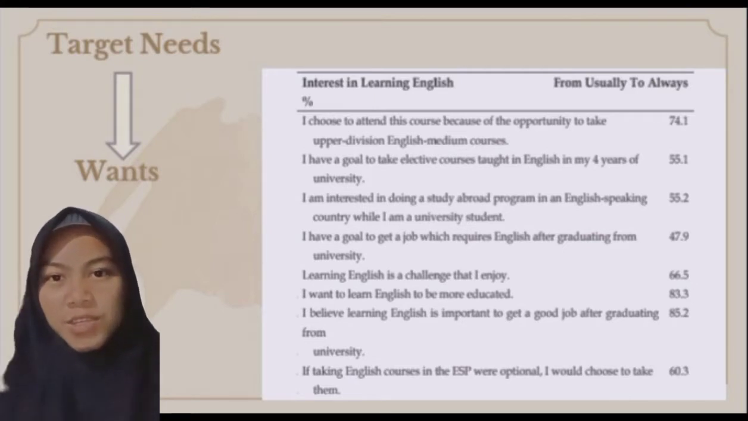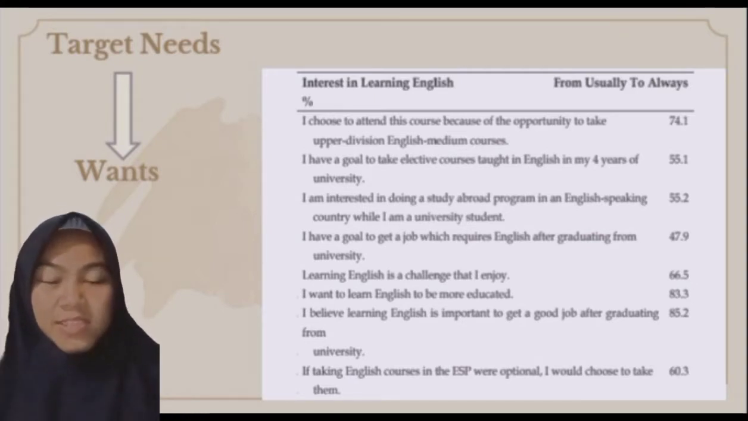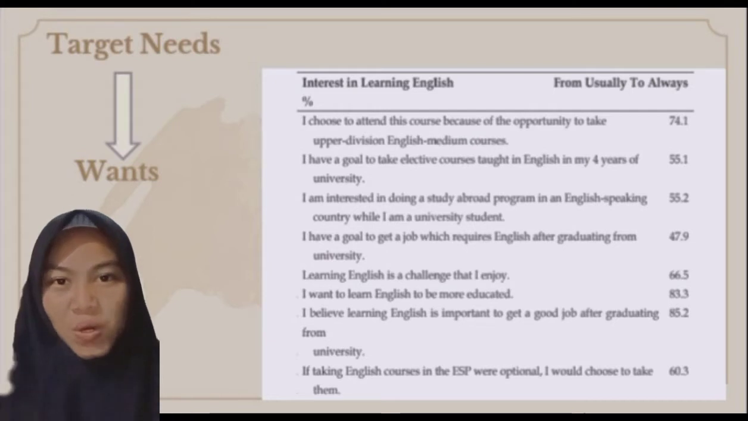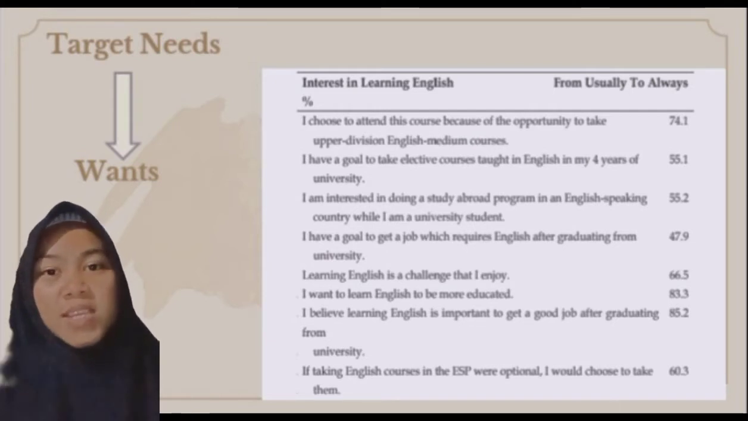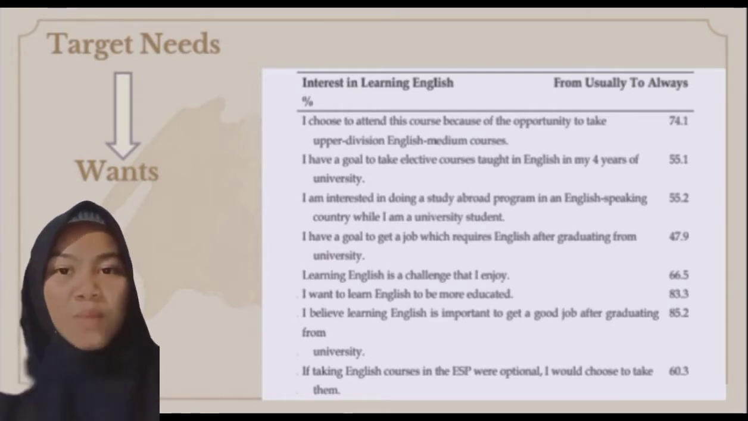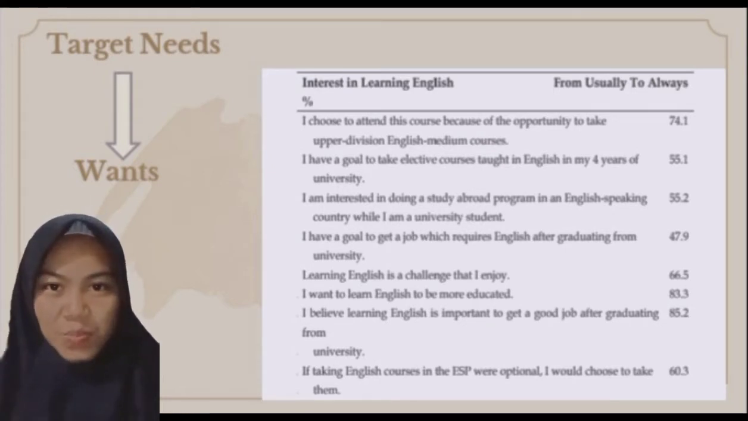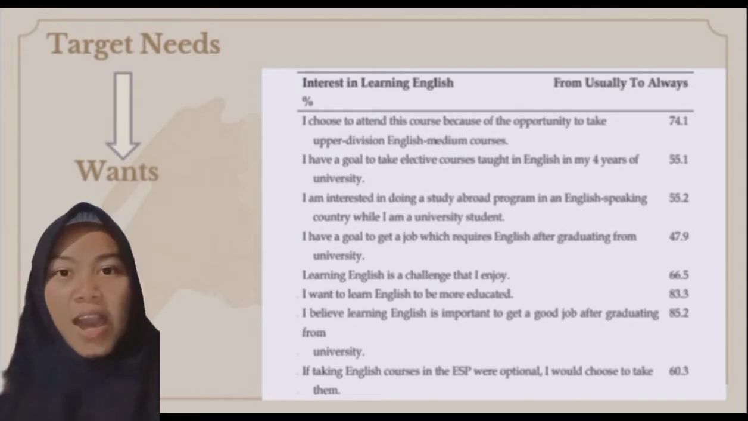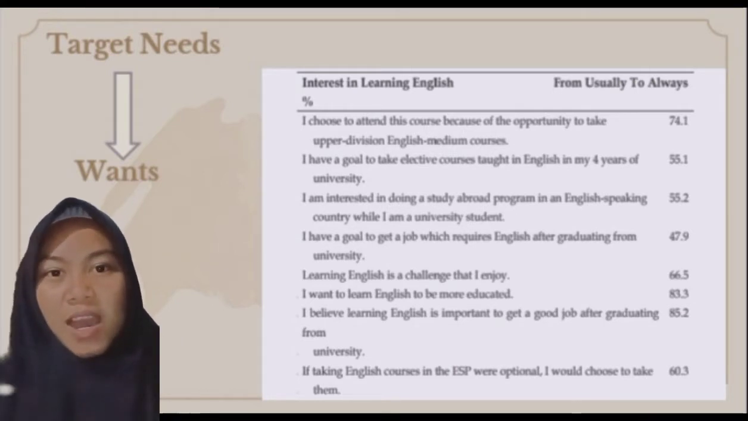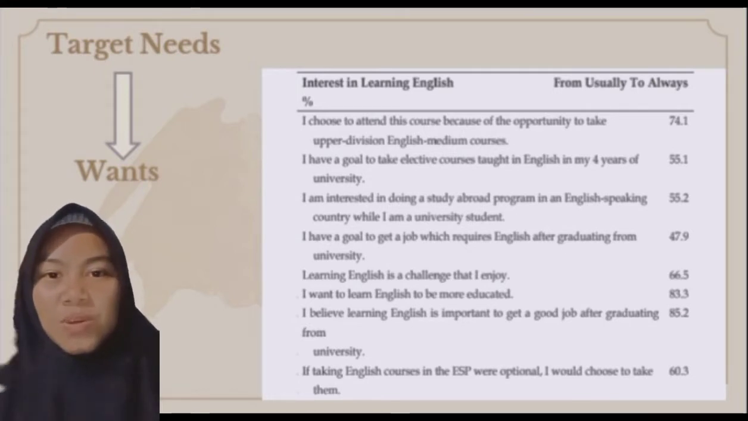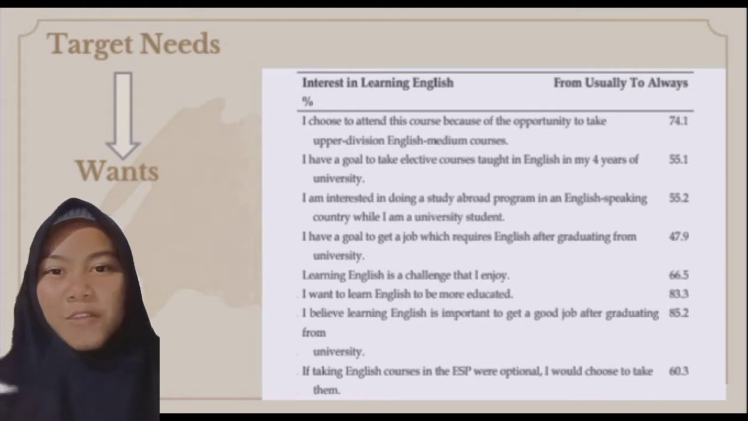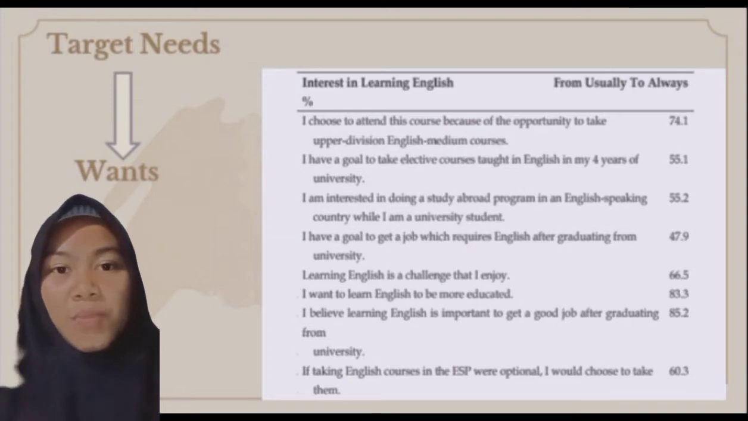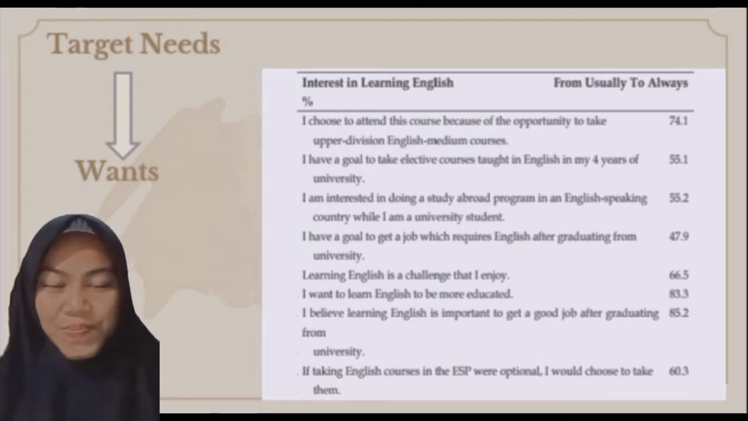The third of the target needs is wants. The wants in the journal article are also shown in a table, with some statements from the participants, or from the students. The first statement is, I choose to attend this course because of the opportunity to take a first division English medium course. I have a goal to take an elective course taught in English in my 4 years of university.